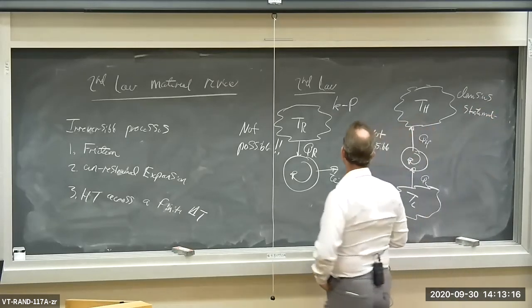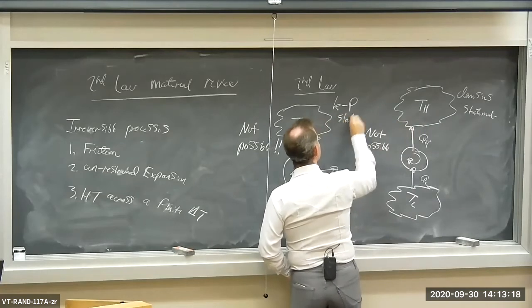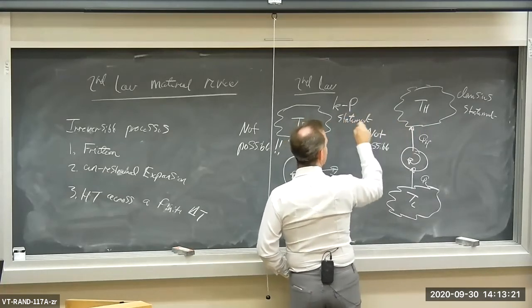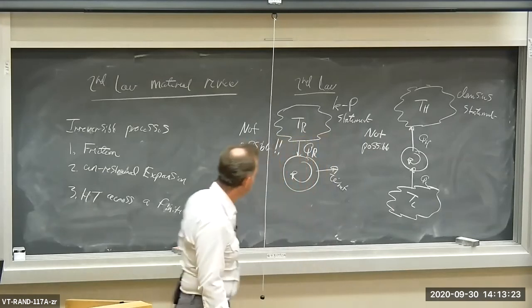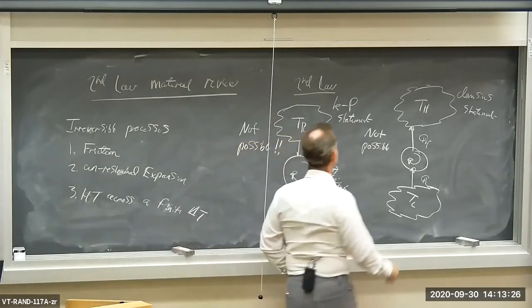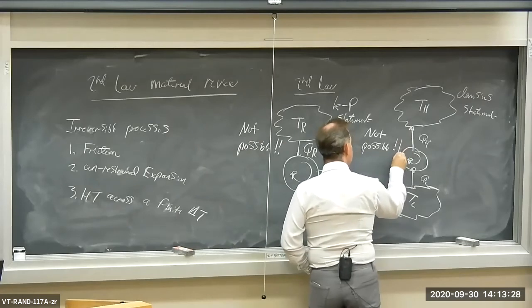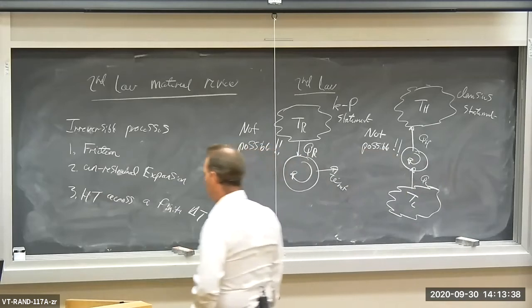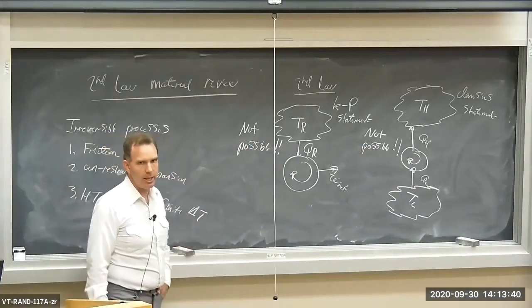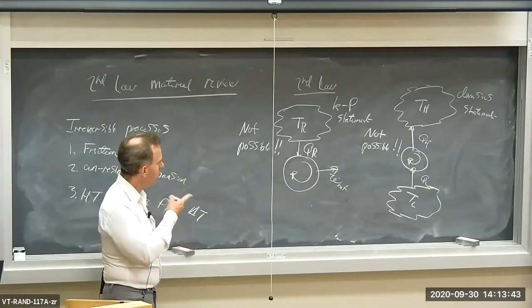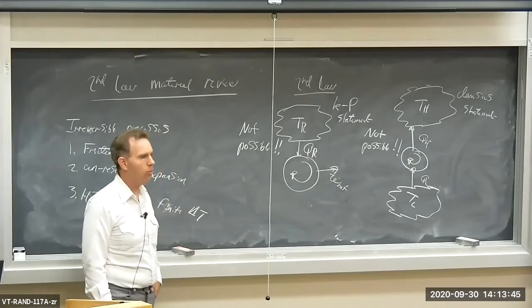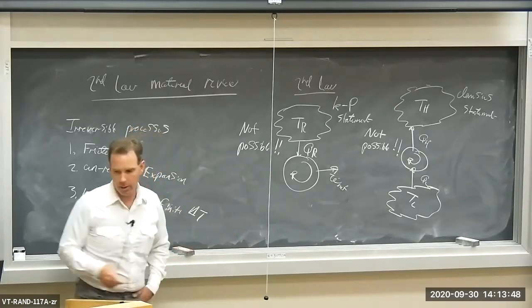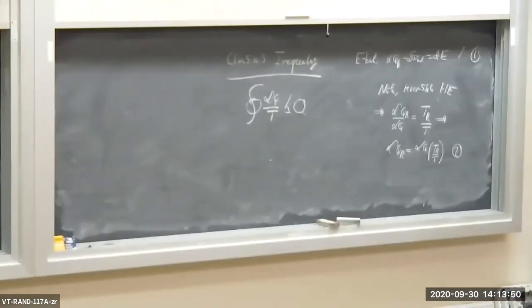Kelvin-Planck statement of the second law, Clausius statement of the second law. Okay, not possible. Then we shifted gears to ask ourselves an auxiliary question. What is possible? And what we want to know is mathematically what's possible. This is not possible. What is possible? What is on the limit of possibility?